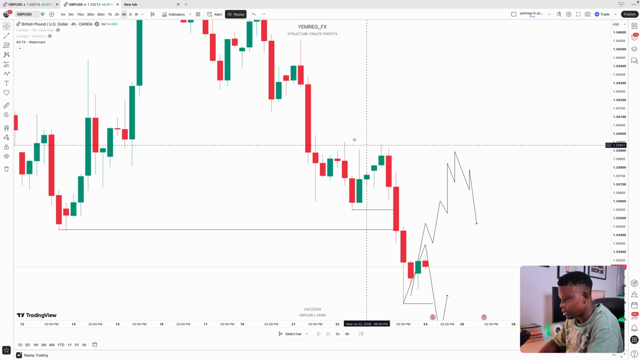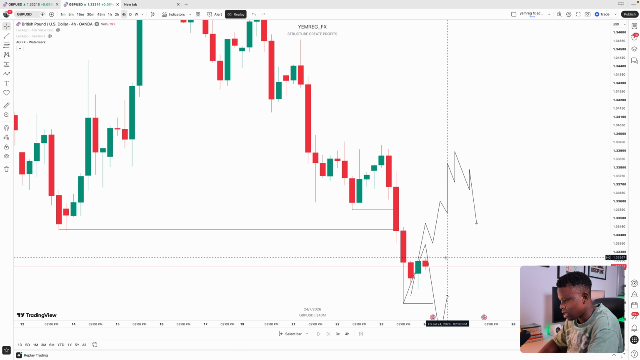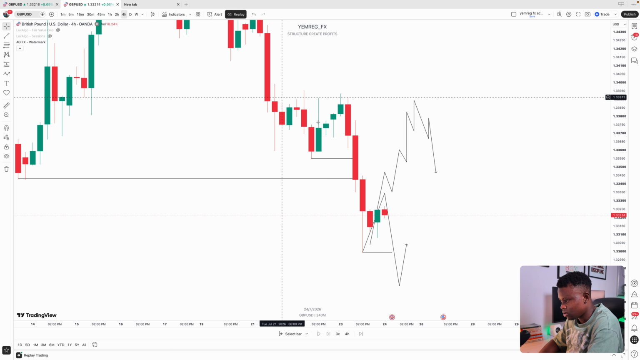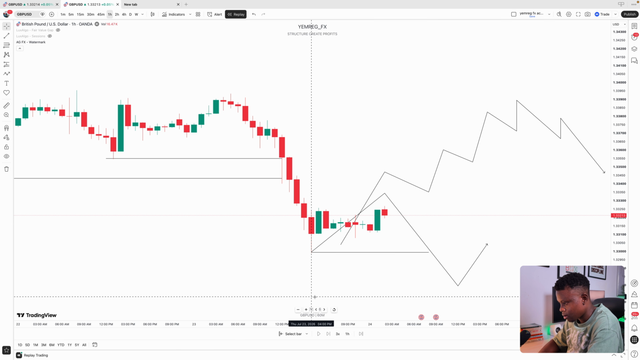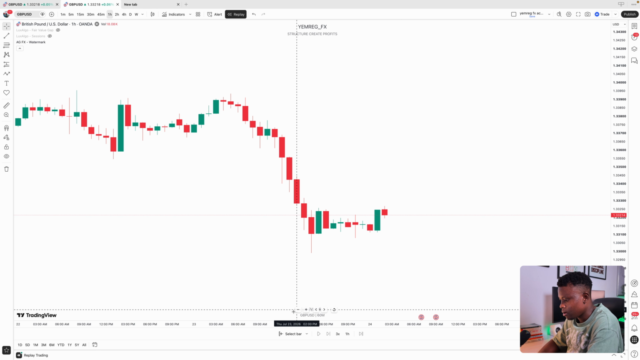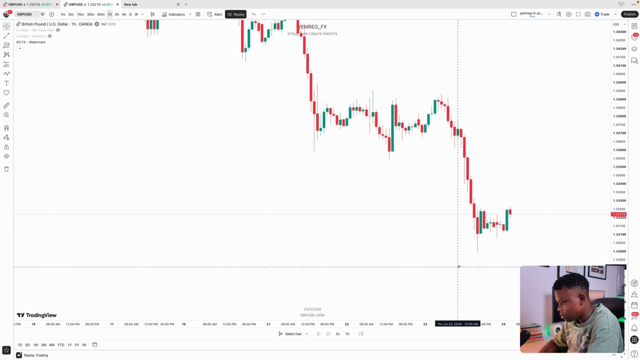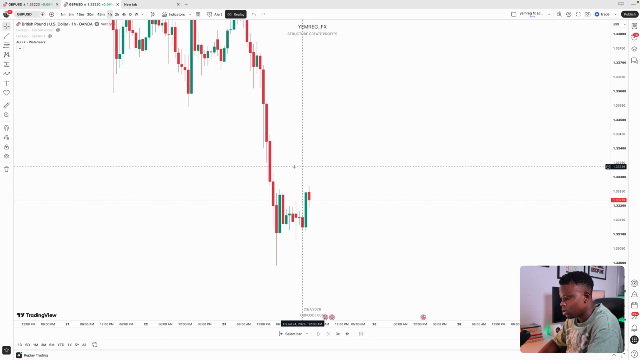So now, sorry, this is our external structure. Now, if we were looking for any internal structure, it's going to be somewhere here. So let's go to 1 hour. Let me try to play this whole thing out. So this is the current structure, or the internal structure.